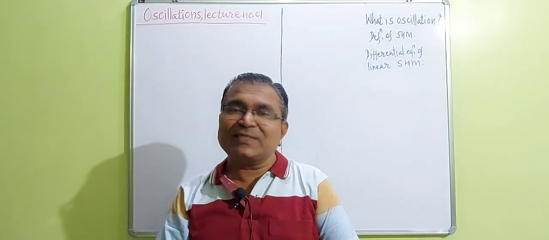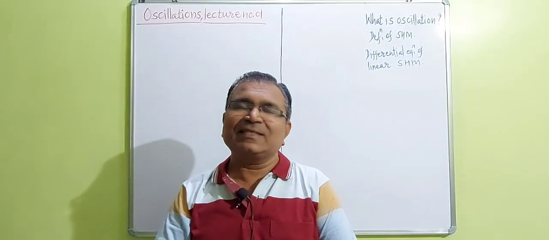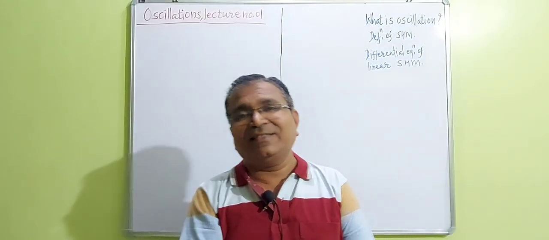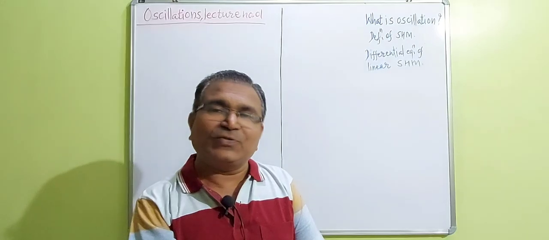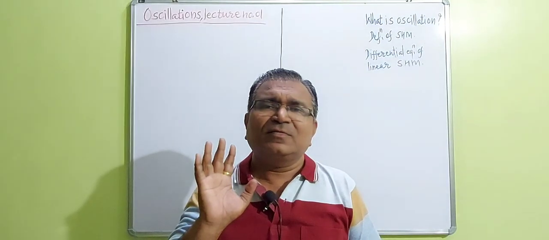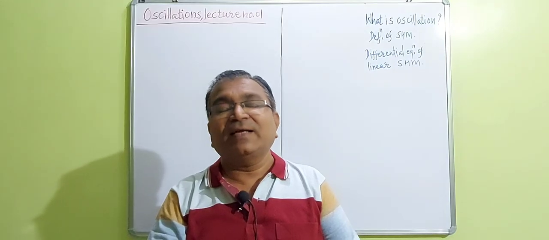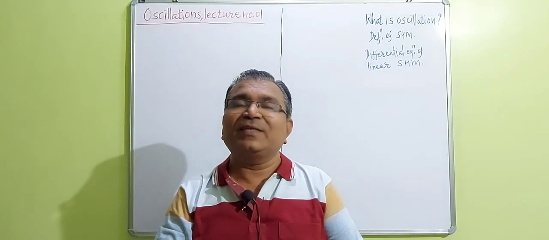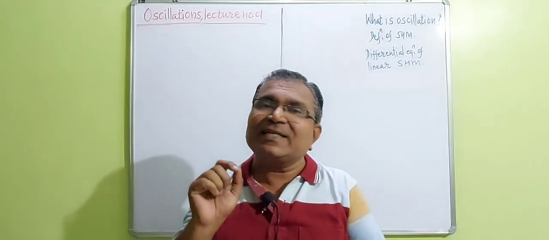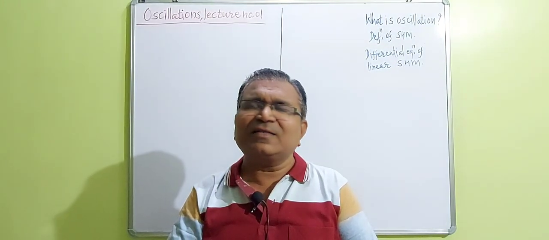Today we are going to discuss the chapter Oscillations as far as 12th science is concerned, and this is lecture number 1. In this lecture we want to discuss what is oscillation, what is the definition of simple harmonic motion, and how the differential equation of linear S.H.M. is to be derived. So let us start the first article.